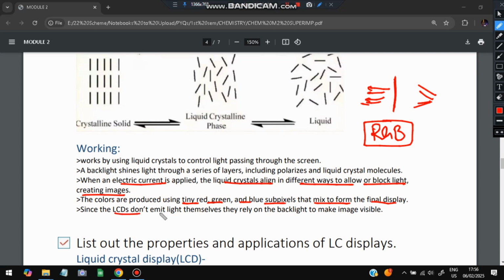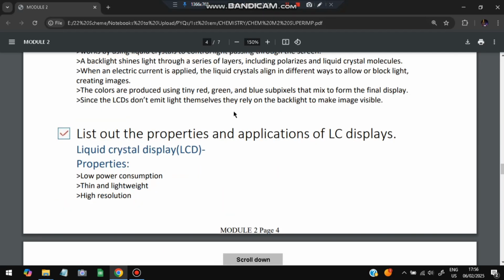They do not emit light themselves; they rely on the backlight to make the image visible. The backlight which is there should pass through this so that the image will be visible. That is about the LCD.